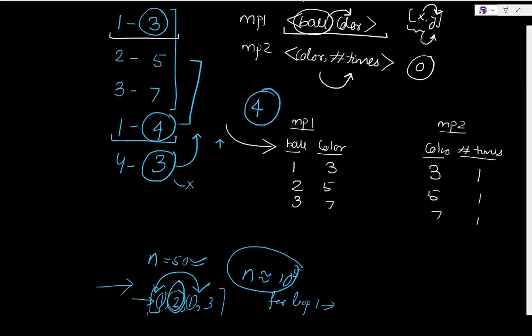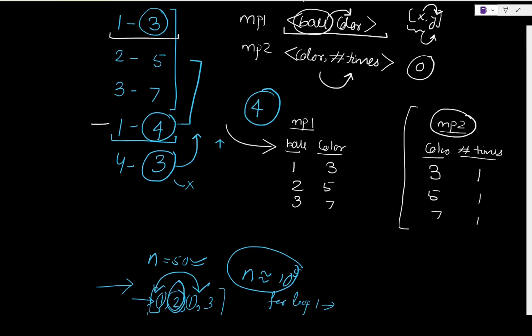Each time I do so, I'll take how many elements are present in map 2, because the elements present in this map will all be distinct colors. For every color, we are just updating how many times it is present. So the total number of elements in map 2 will be the total number of distinct colors at any given point of time. We'll keep taking the size of map 2 as we process each query.